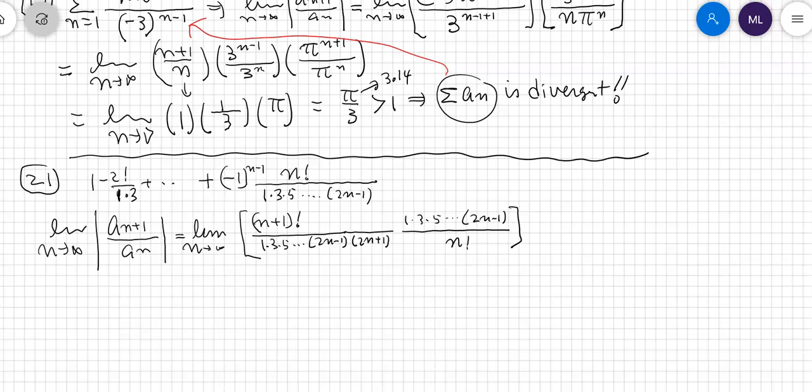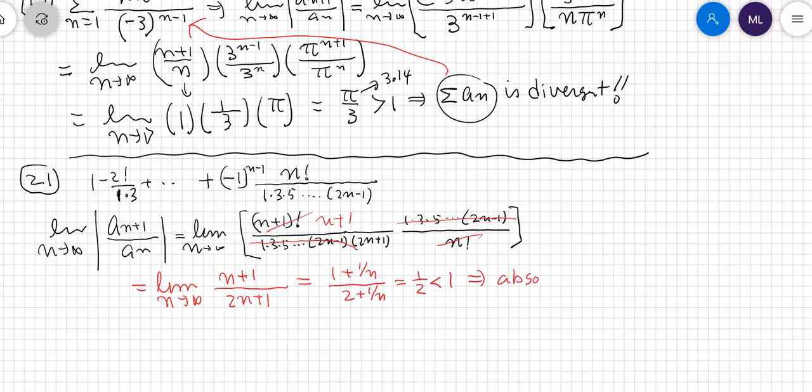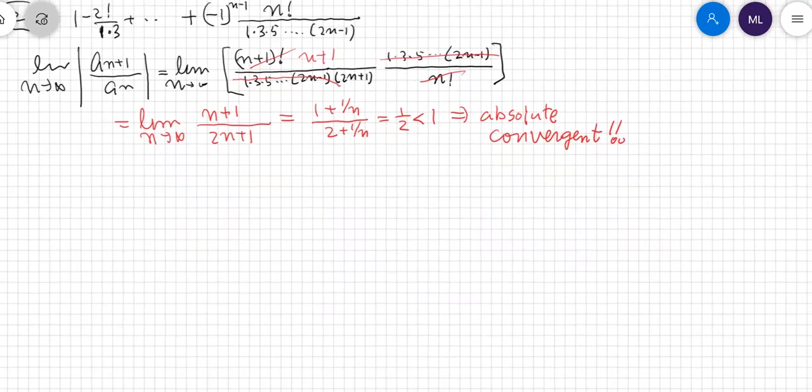So now, as you can see, they all cancel up to here. They all cancel. What's left? N plus 1 left. So this is equal to the limit as n goes to infinity of n plus 1 over 2n plus 1, which is 1 plus 1 over n over 2 plus 1 over n, which is 1/2, less than 1, absolutely convergent. Okay, that's 21.